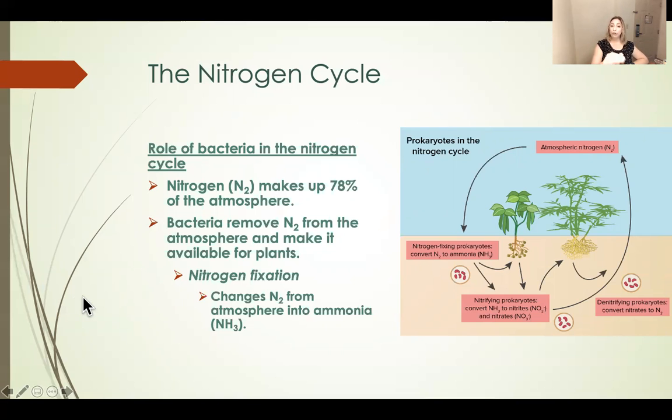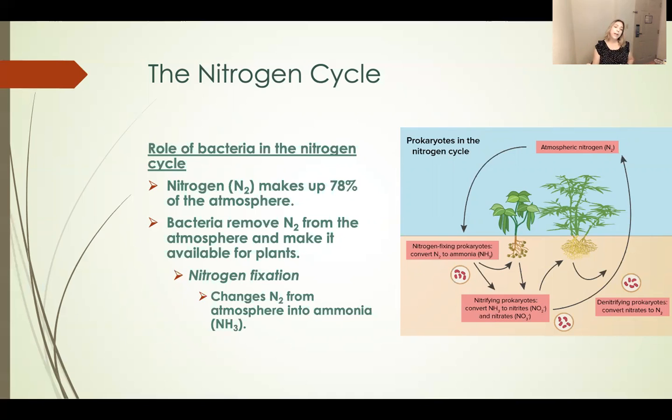So nitrogen, I told you N2, two nitrogen atoms, makes up 78% of our atmosphere, right? We picture the air as being mostly oxygen, but that's not true. It's actually a huge amount of nitrogen. Now, the nitrogen has to go from the air into the soil so that it can be used by plants.